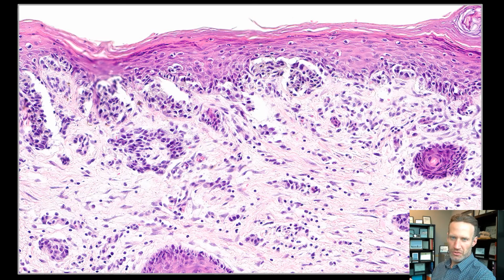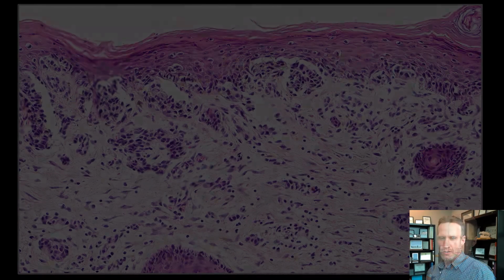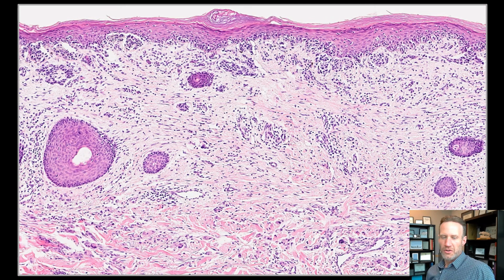But clearly the most striking feature here is the extensive pagetoid spread of melanocytes, many of which vary somewhat in terms of their nuclear size, shape, and chromatin characteristics. But one other thing to note is that these lesional cells are relatively similar throughout the specimen, suggesting that this is a single population of melanocytes. In other words, there's no evidence of a second population with features that might suggest the remnants of an ordinary nevus.